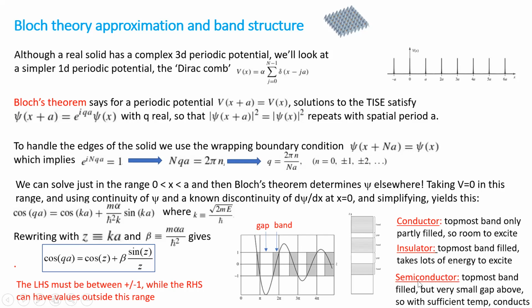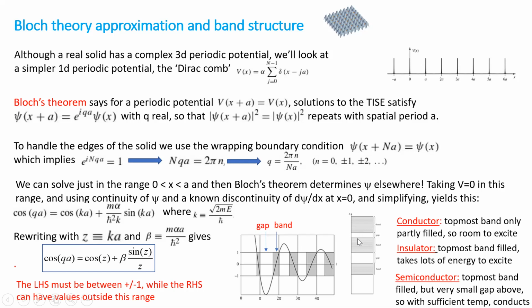A semiconductor: if we look up here, the topmost band is filled just like an insulator, but there's a very small gap above it. The gap is not as large as this. So that means that sometimes, especially if there's sufficient temperature, so if it's not a really cold semiconductor, there's energy around to boost those electrons, especially if there's an electric field around to stimulate them further, or an applied voltage, and we can get conduction across this gap.